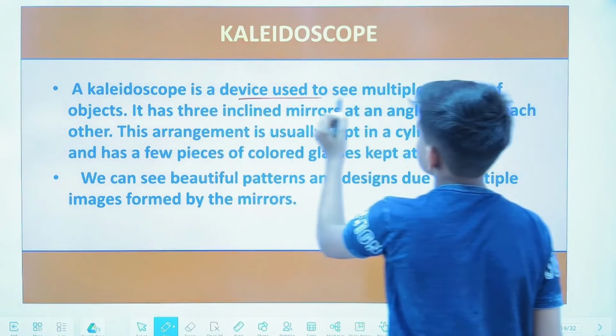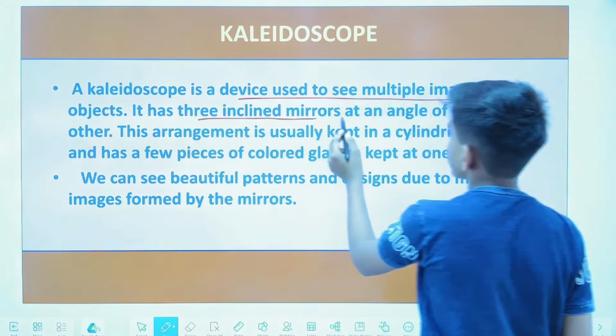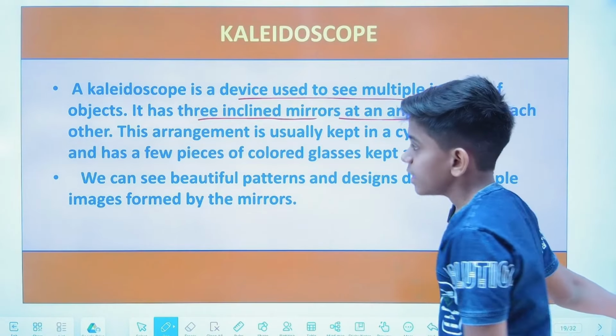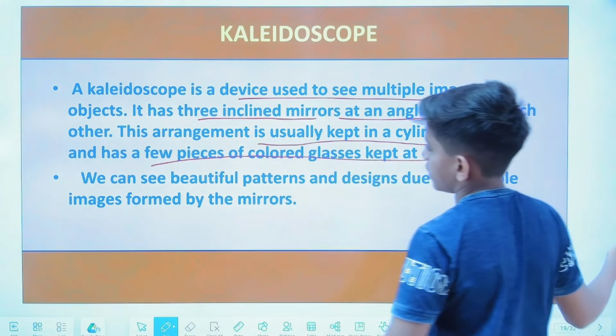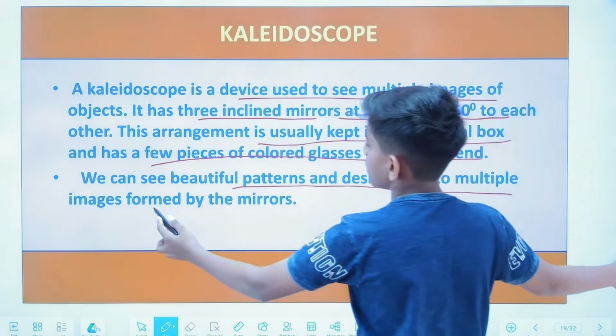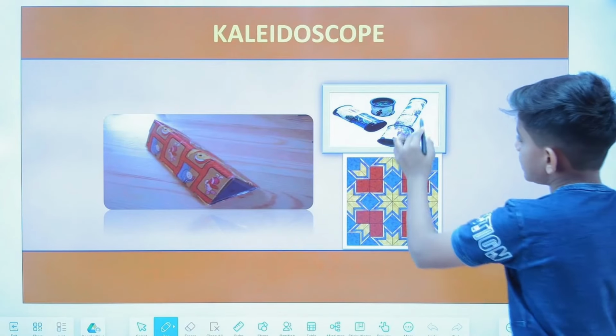A kaleidoscope is a device used to see multiple images of an object. It has three inclined mirrors at an angle of 60 degrees to each other. This arrangement is usually kept in a cylindrical box and has a few pieces of colored glass kept at one end. We can see beautiful patterns and designs due to multiple images formed by the mirrors. This is a kaleidoscope.